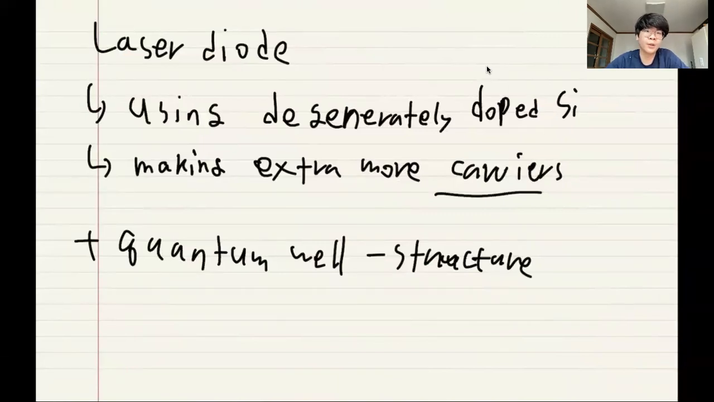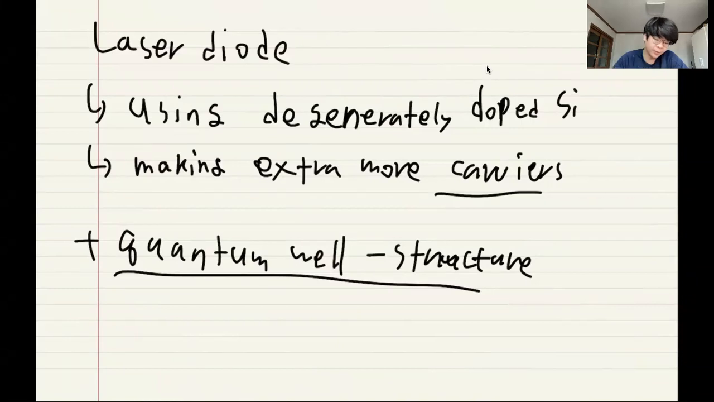And there is a laser diode which does not use the pumping method. It uses degenerately doped silicon to make more carriers, and for the carriers to stay in the barriers, the PN junctions, we use conformal structures to trap those carriers and make more lifetime in the junctions.